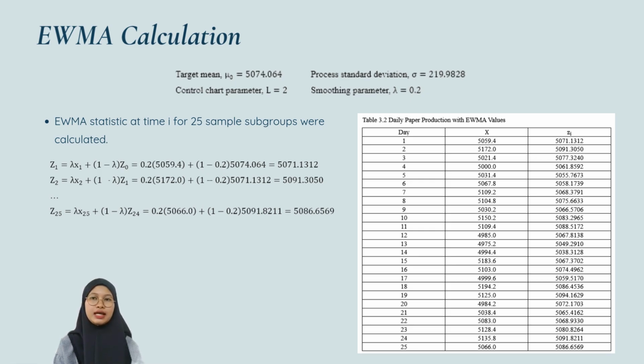Now we need to find the value of the UMA statistic at time i for each of the 25 sample subgroups. For Z1, it equals 5071.312. For the second UMA statistic, at time equals 2, we get 5091.3050. We repeat the process again until 25, and for the last value, Z25, we got 5086.569.